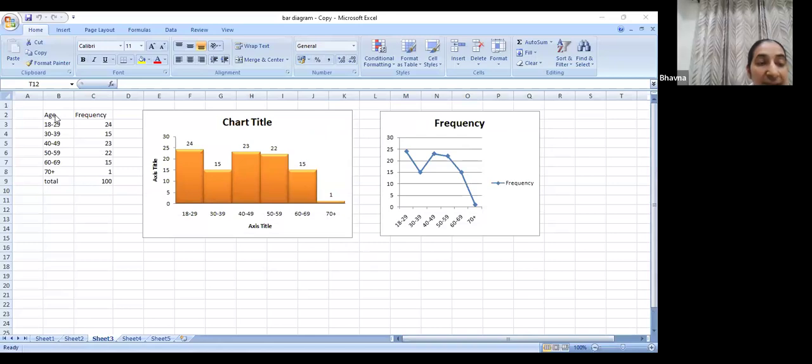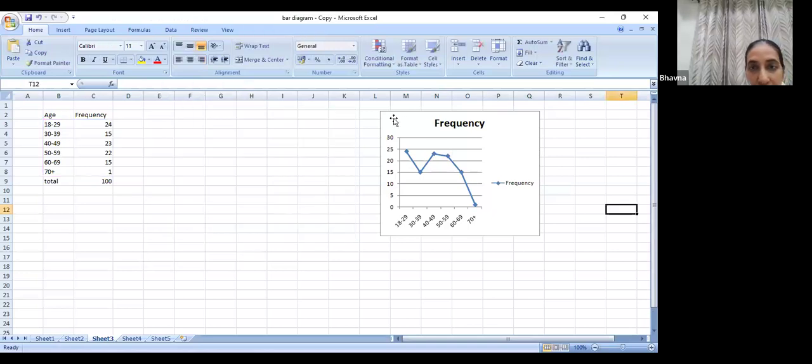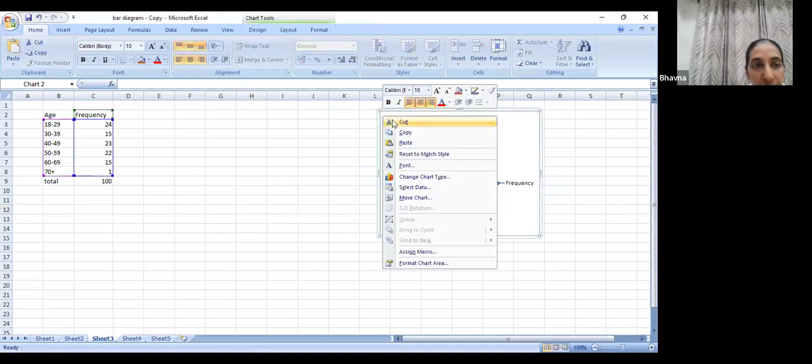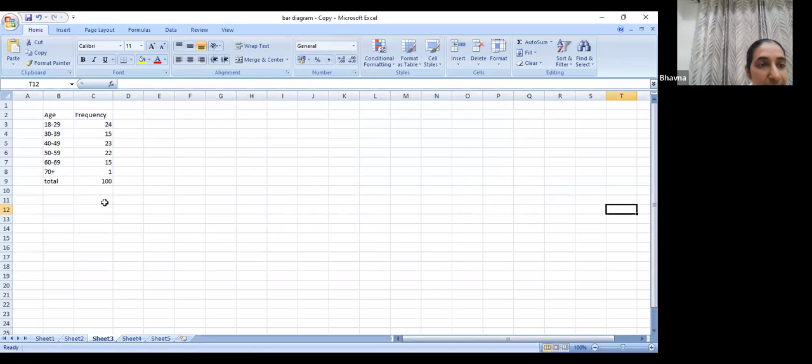See, these are the age groups. Just forget the charts. I'll just delete these charts. We'll make them again. So this is your data, right? This is the age group, 18 to 29. This is the same data of smartphone users in the US, and this is the frequency. Now, how do we draw a histogram out of it? I select this data. Please mind it, you don't have to select the row which shows the totals.